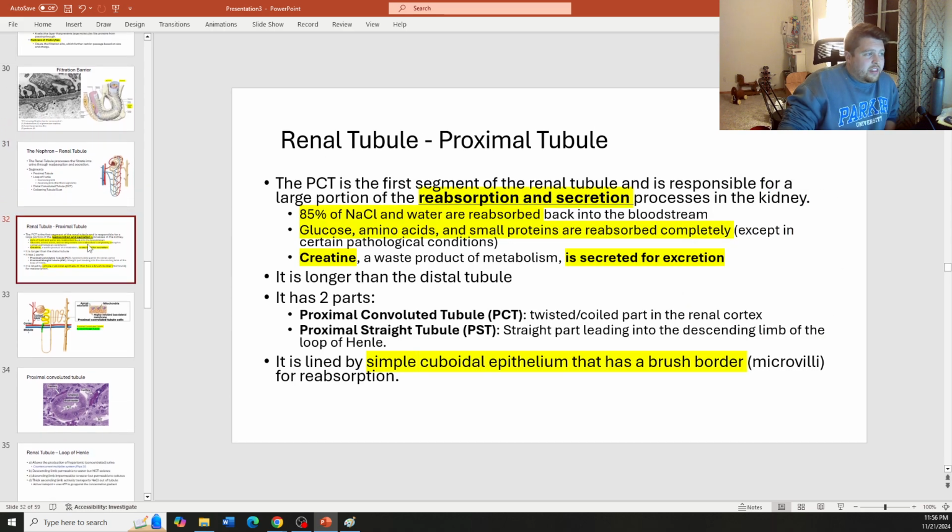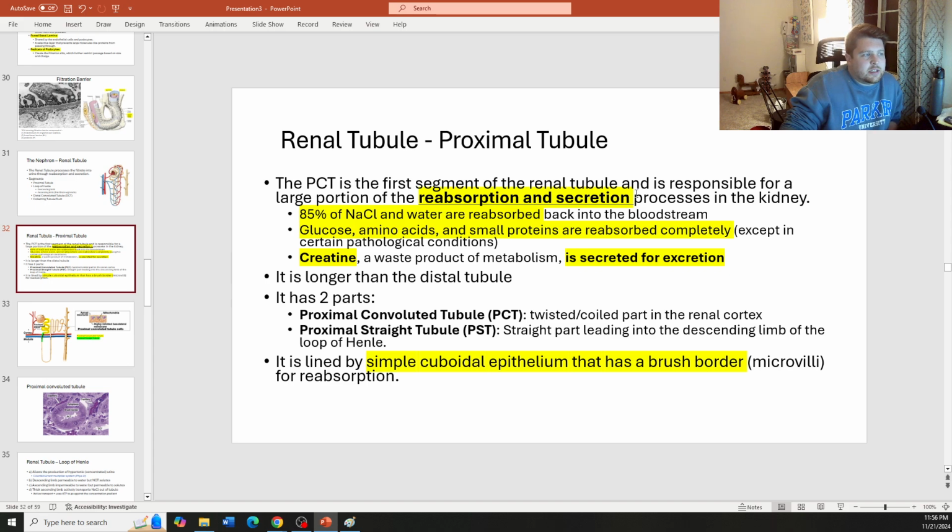So when we think about reabsorption and secretion, think the proximal tubule. 85% of sodium chloride and water are reabsorbed here, and then things like glucose, amino acids, and any of the other small proteins that we for sure want to keep in the body also get reabsorbed here.